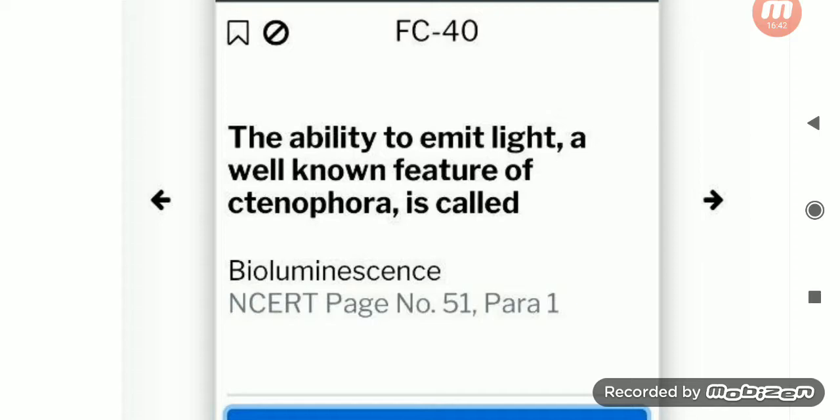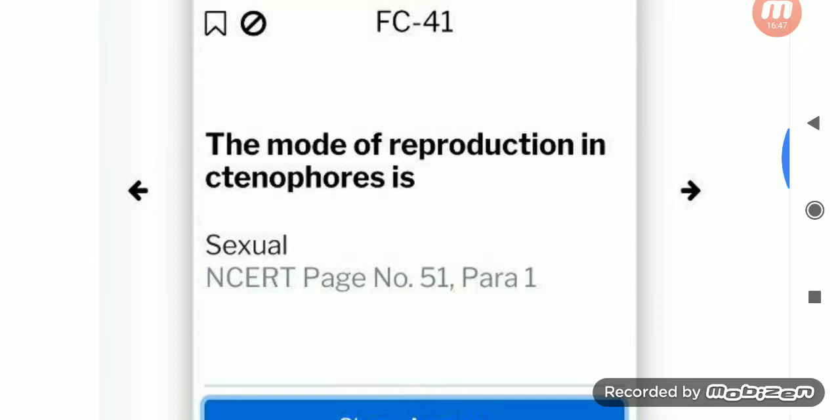The mode of reproduction in Ctenophora is sexual.